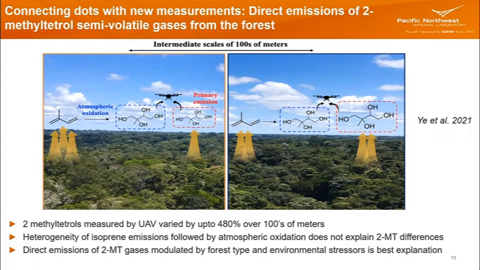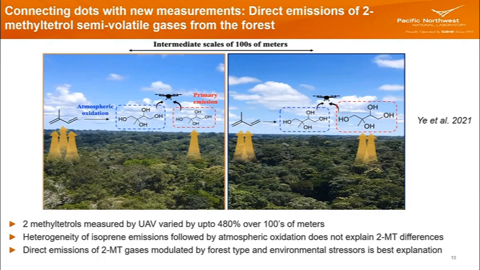UAVs, this paper is showing that the 2-methyl tetrols are varying by more than 480% over hundreds of meters. Even if the isoprene emissions are heterogeneous and their atmospheric oxidation happens, that does not explain these differences in 2-methyl tetrols, because they have a longer atmospheric lifetime here. So the direct emissions of 2-methyl tetrol gases, which are modulated both by the type of forest and environmental stressors, was proposed to be the best explanation. This was a 2021 paper.